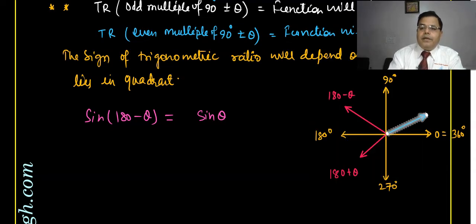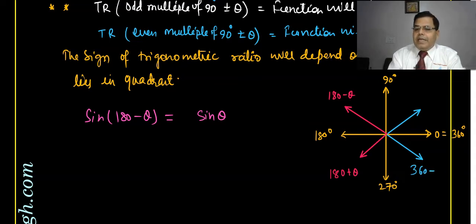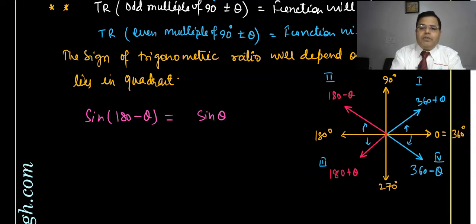So these are a few things. Here it will lie at 360 minus theta. 360 is a multiple of 90, four times. 360 minus theta, and this is 360 plus theta. It means changing along this initial line, the function will not change. Sine will remain sine. And 180 minus theta lies in the second quadrant, and in the second quadrant sine is always positive. This is first, this is third, this one is fourth quadrant. So sine is always positive here, so it will be sine theta.